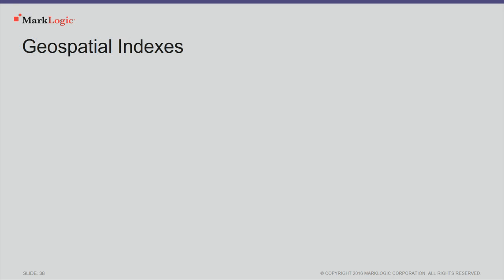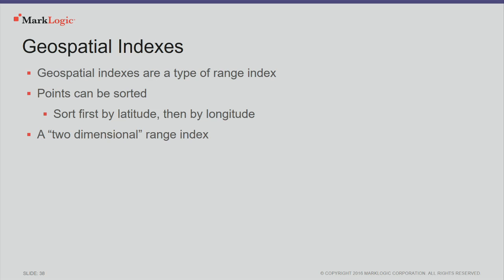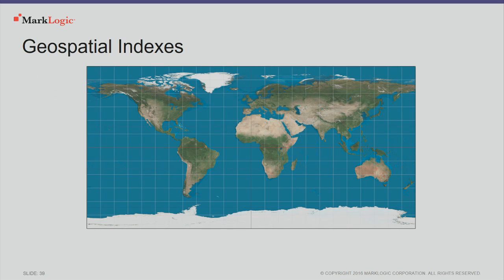Now, what does this have to do with geospatial indexes? Well, geospatial indexes are actually a type of range index. The reason why is that points can be sorted. So the way MarkLogic sorts our points, we sort first by latitude and then by longitude. So the end result is sort of a two-dimensional range index. We have two sortings where we sort first by latitude, how far north and south, and then by longitude, how far east and west.